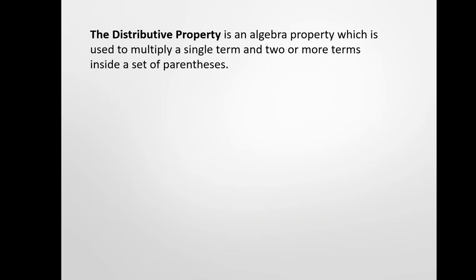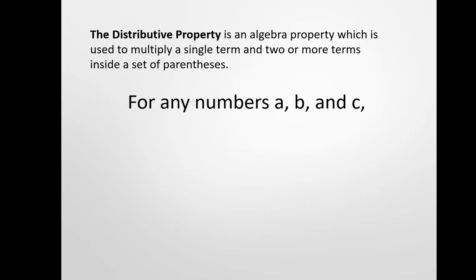All right. So next we're going on to the distributive property. This is an algebraic property which is used to multiply a single term and 2 or more terms inside of parentheses. When we were combining terms, we had to have them all separated by those plus and equal signs, and it's not always quite that simple. So for any numbers a, b, and c, we can have a times the quantity in parentheses, b plus c, equals a times b plus a times c.